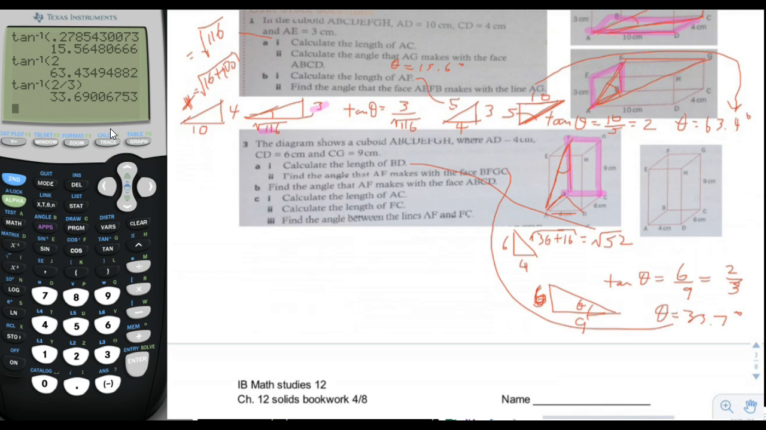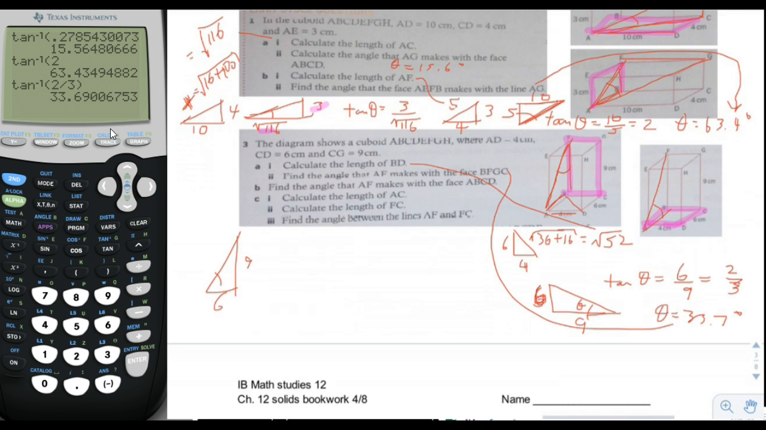B. Find the angle that AF makes with the face ABCD. So that would be AF makes with the plane ABCD. Okay, so that's this angle right there. So let's draw that angle. That would be height of 9, and this length here would be 6. And we're looking for that angle.